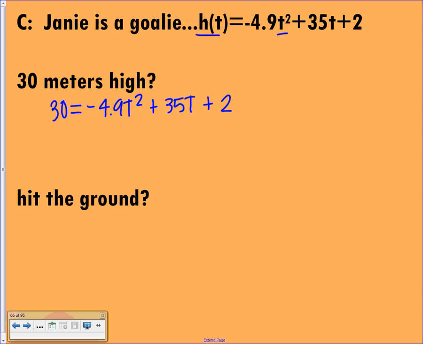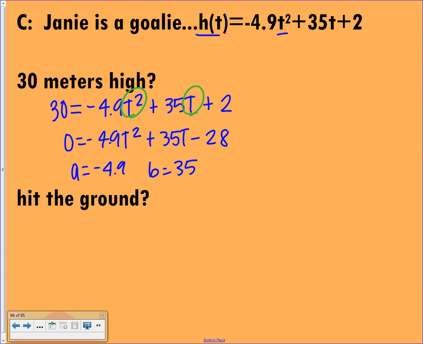Now again, I'm going to notice that I have a t squared and a t. If you have a t squared and a t, that means quadratic formula. Okay, but in order to use the quadratic formula, it has to be set equal to 0. So the first thing I'm going to do here is subtract 30 from each side. So at the end, I'm going to have a minus 28. Now I have my quadratic formula in the order I need it. So I can tell myself that a is negative 4.9. B is 35, and C is a negative 28. Really important that you're watching your negative signs here.